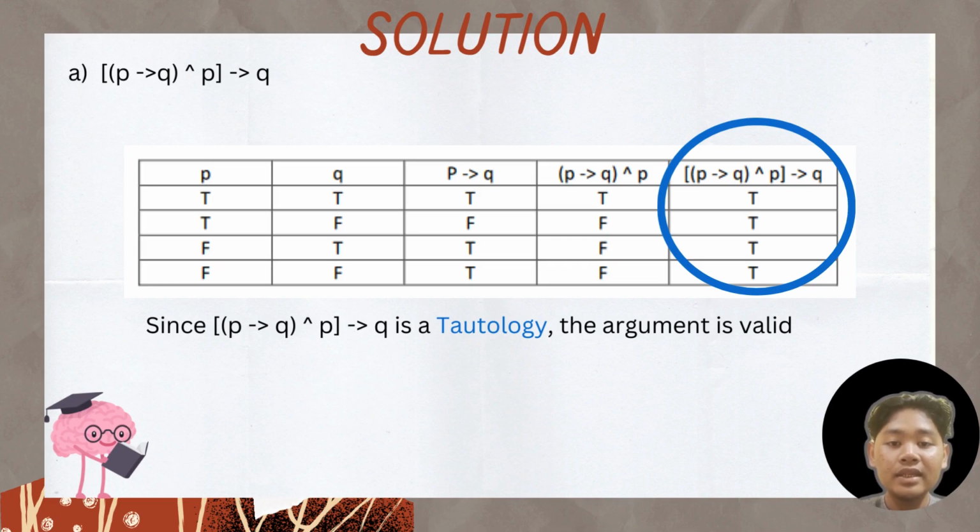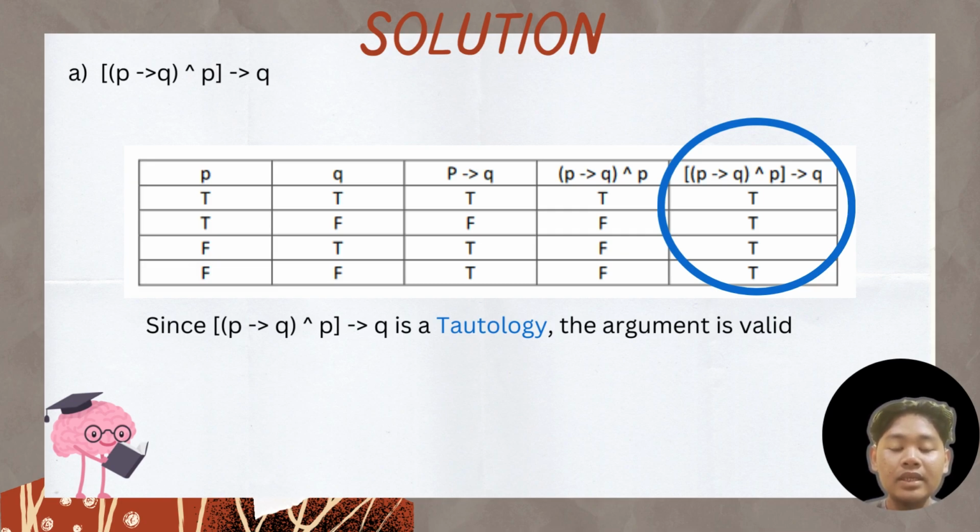Next, determine the truth value for P implies Q. True implies true is true. True implies false is false. False implies true is true and false implies false is true. Next, determine the truth value for P implies Q and P. True and true is true and true and false is false.